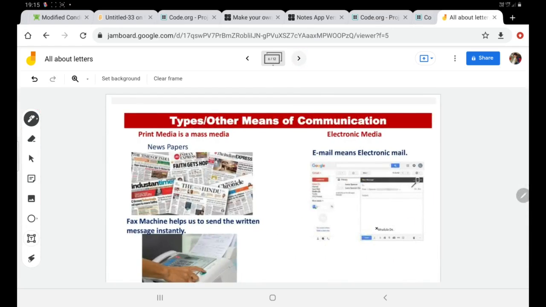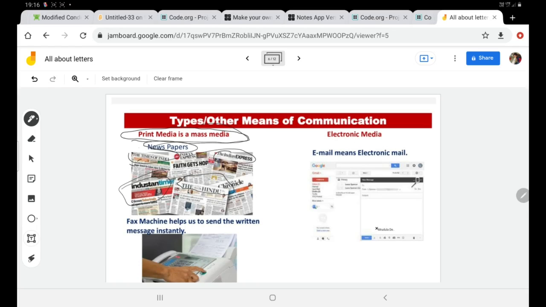Now, types of other means of communication. How can we know all of the news and communicate with others? Print media. Print media is a type of group. What is in the print media? Print media is a mass media. And what comes in print media? In print media there are newspapers, like Hindustan Times, The Hindu, The Times of India and The Indian Express. There are more.